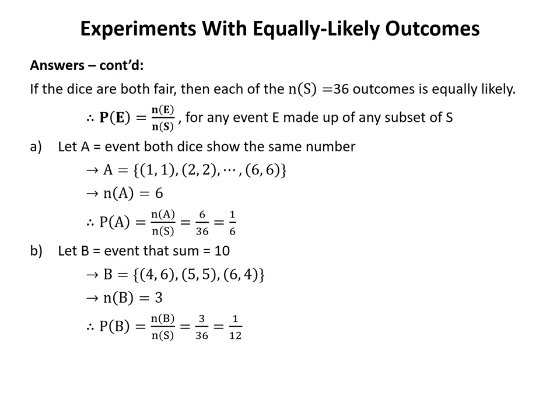In part B, we can define the event B as the event that the sum of the two dice equals 10. Now, if we list the outcomes that produce that sum, we can see that that is limited to just 3 outcomes, 4 and 6, 5 and 5, and 6 and 4. So the number of outcomes there is 3. And therefore the probability of event B equals 3 over 36, which equals 1 over 12.